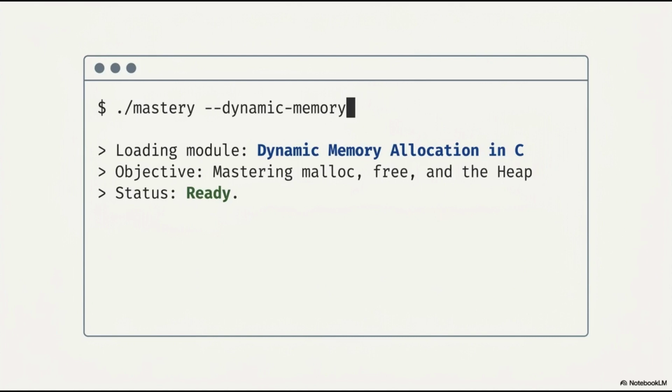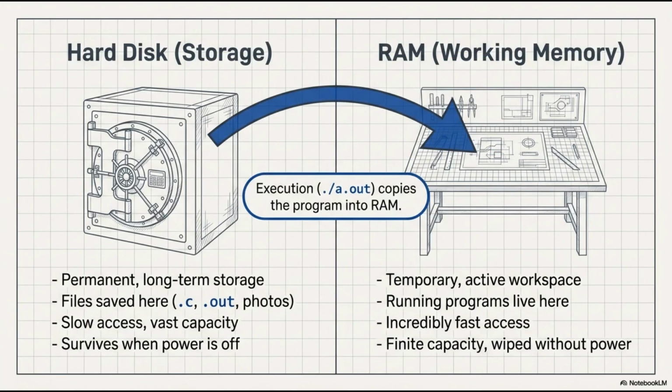We really need to understand where your code actually lives when it executes. So notice the clear physical distinction going on here. Over on the left, you've got the slow, permanent vault of the hard disk. That's where your source files and photos live. But when you execute a program, it gets copied over to the right side, right onto the incredibly fast temporary workbench of your RAM. Now, RAM is super fast, but it is finite. And as you probably know, it's completely wiped the second the power goes out.